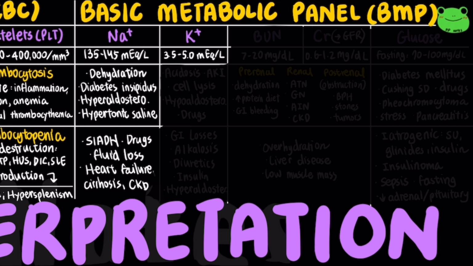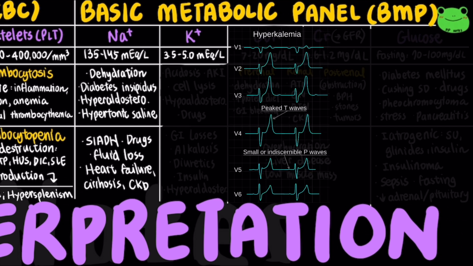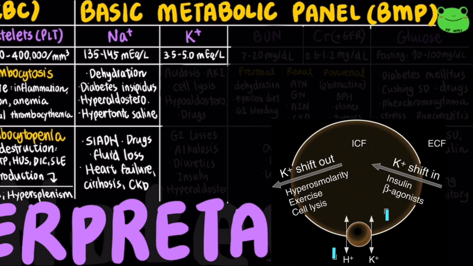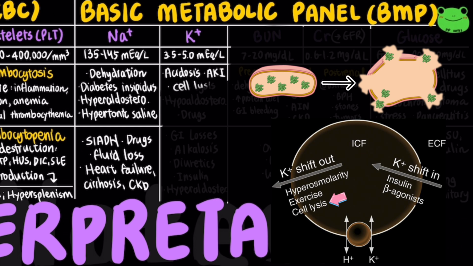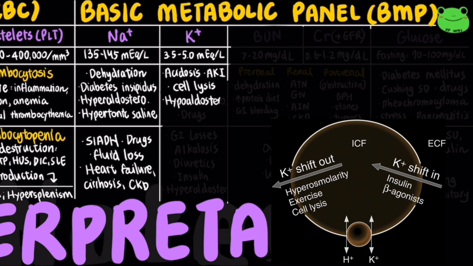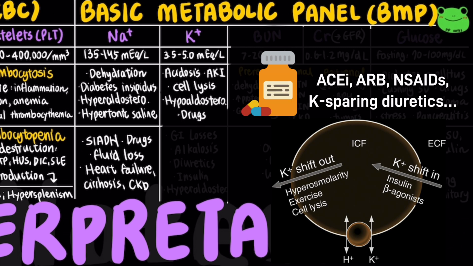When potassium is elevated, called hyperkalemia, it can cause arrhythmias, and it is often due to acidosis, in which hydrogen ions move into cells, pushing potassium out. Renal failure, where the kidneys can't excrete potassium effectively. Cell lysis, such as hemolysis, rhabdomyolysis, or tumor lysis syndrome. Hypoaldosteronism. And drugs like ACE inhibitors, ARBs, potassium-sparing diuretics, or NSAIDs.